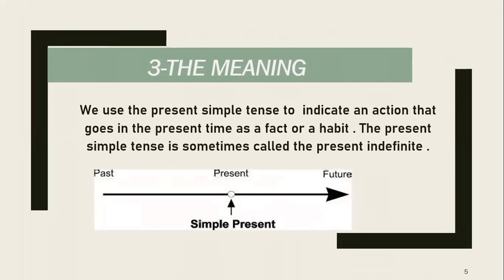The present simple is sometimes called the present indefinite. What do we mean by the present indefinite? Indefinite means we use the present simple to describe actions that are repeated regularly. I mean habits in the present, regular repeated actions, so they have an indefinite nature. That's why we call the tense present indefinite.